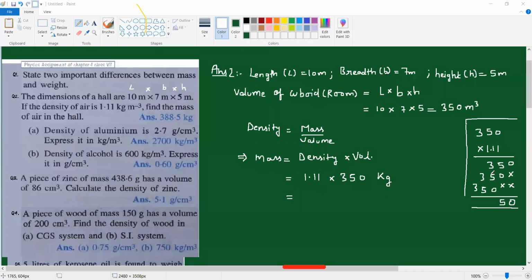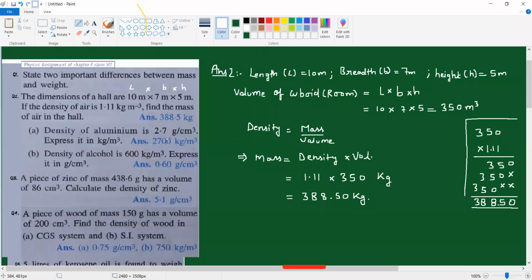So 350. Here we will add again. So it will come as 8, 8, 3. So after 2 decimal places, I will apply this decimal dot. So 388.50 kg is the answer. First answer. Find the mass of the air in the hall. Clear?